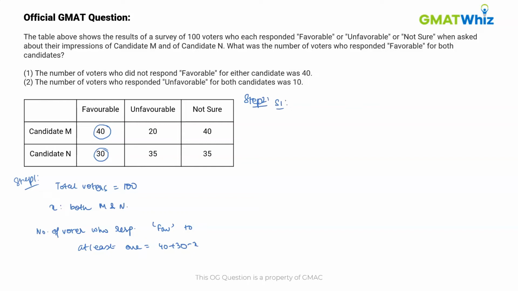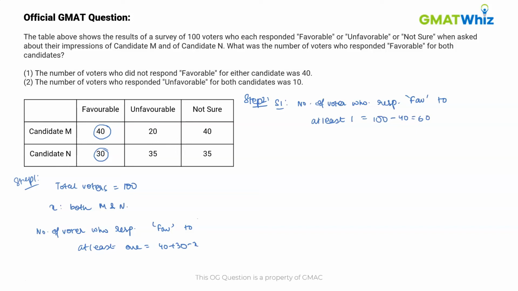Now, statement 1 tells us that the number of voters who did not respond favorable for either of the candidates was 40. So, if the total number of voters is 100, then the number of voters who responded favorable to at least one will be equal to 100 minus 40, which is equal to 60.